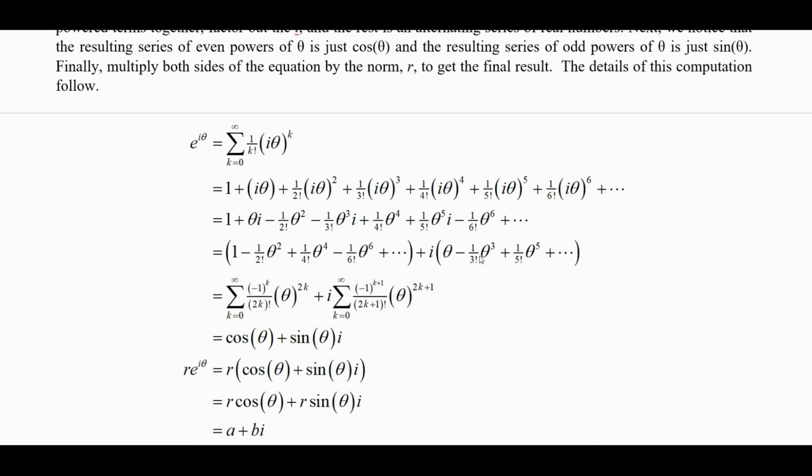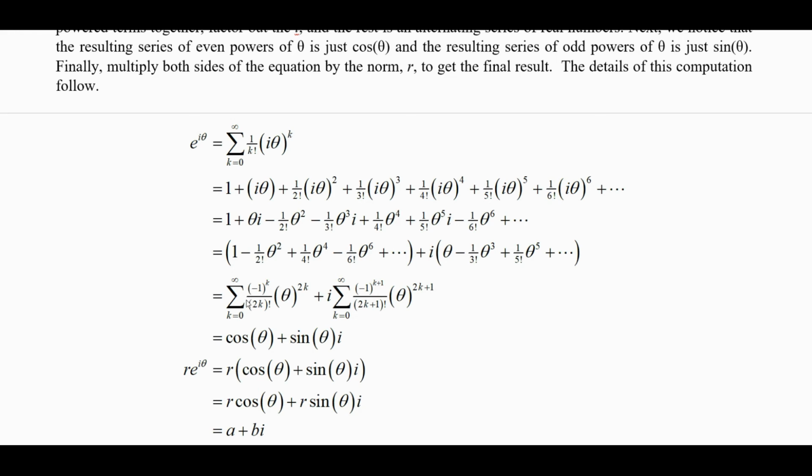So if I factor the i out of that, we get these two things. So what do we have here? Well, this has no i's in it. It's just -1 to the k over 2k factorial times theta to the power 2k, summing from k equals 0 to infinity. What's this one? Well, it's i times this sum, or this sum times i, whichever way you want to say that. And this is the sum from k equals 0 to infinity of -1 to the k over 2k plus 1 factorial theta to the 2k plus 1.